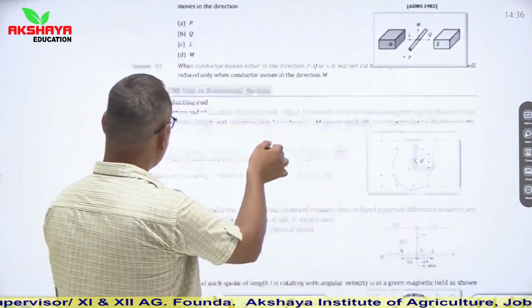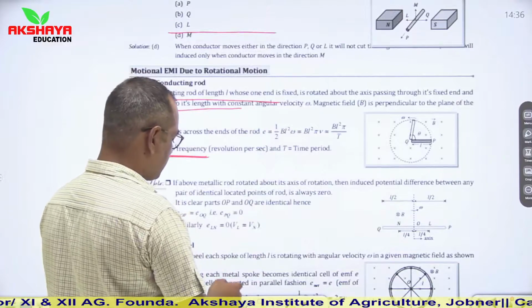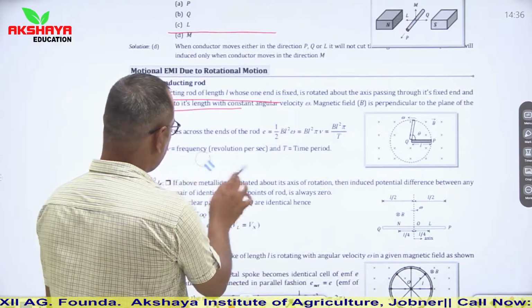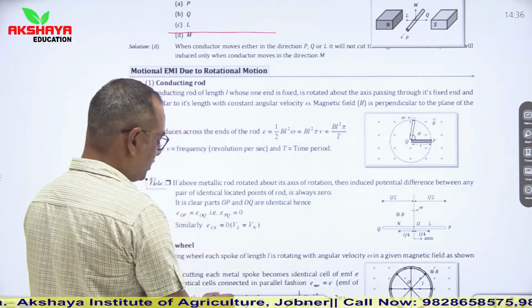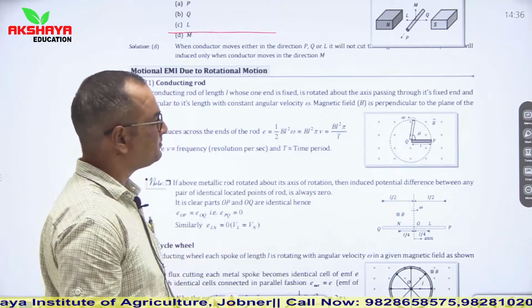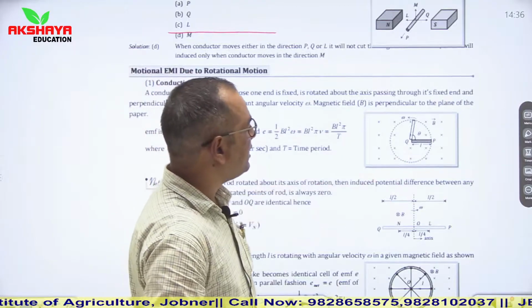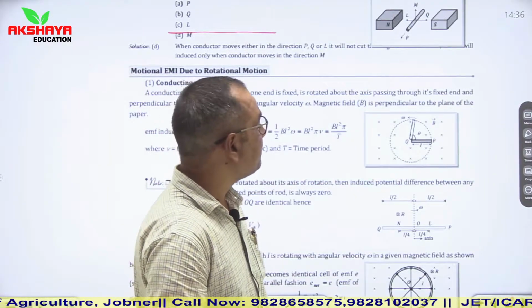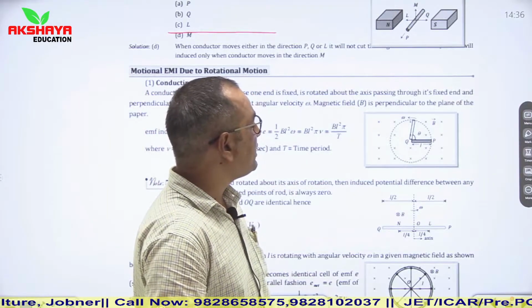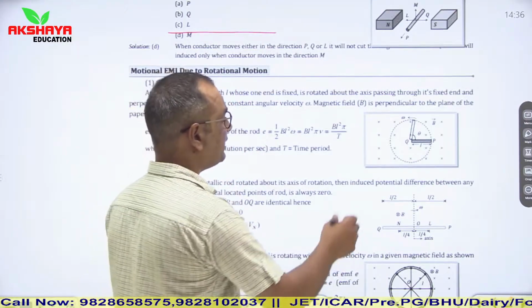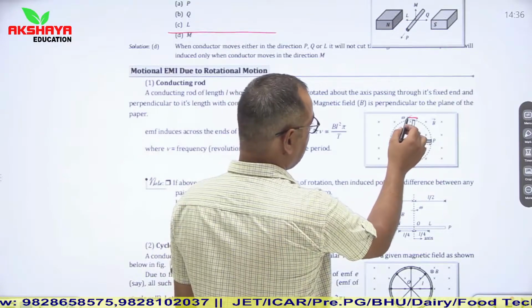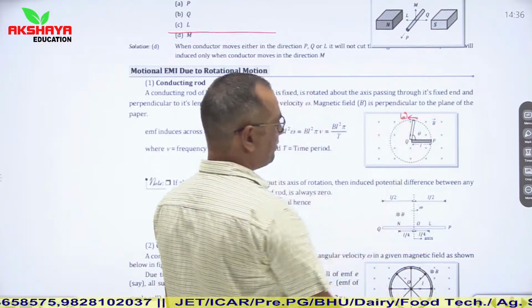Now see our next topic, motional EMF. It means when our conductor is in motion, then what will be the induced EMF and induced current. So let us say we are given a rod of length L which rotates about a fixed point in a plane with an angular velocity omega.